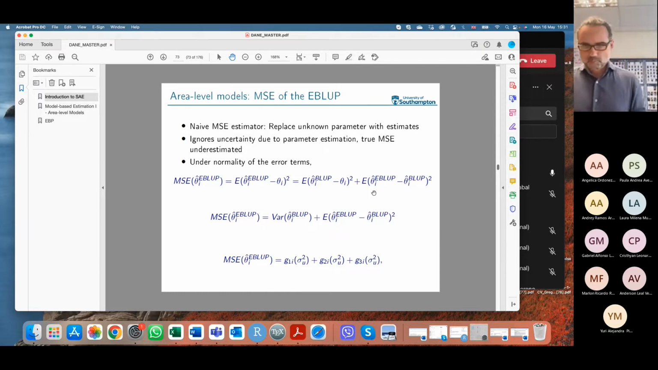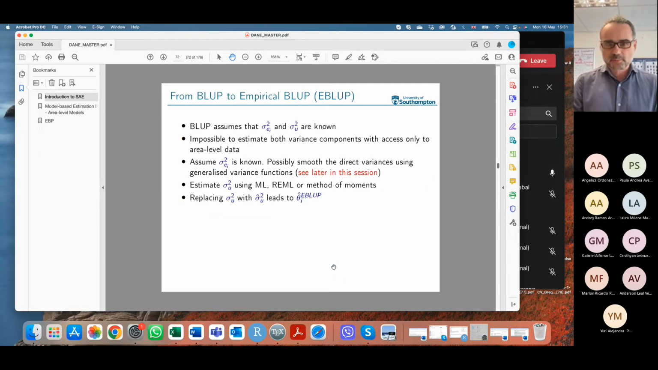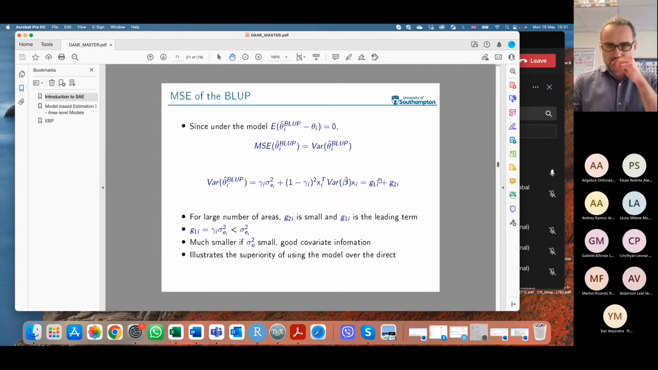Now, if you look at this expression, the first part is nothing more than the variance of the BLUP, and we know that the variance of the BLUP comprises two terms, the G1 term and the G2 term, which I defined just before. So it's this thing here. In order to calculate that, you don't need a lot. You need the gamma_i's, you need the direct variances, and then you need also the variance of the beta hats. The variances of the beta hats can be output from any statistical software that fits regression models. So that's pretty straightforward to do.